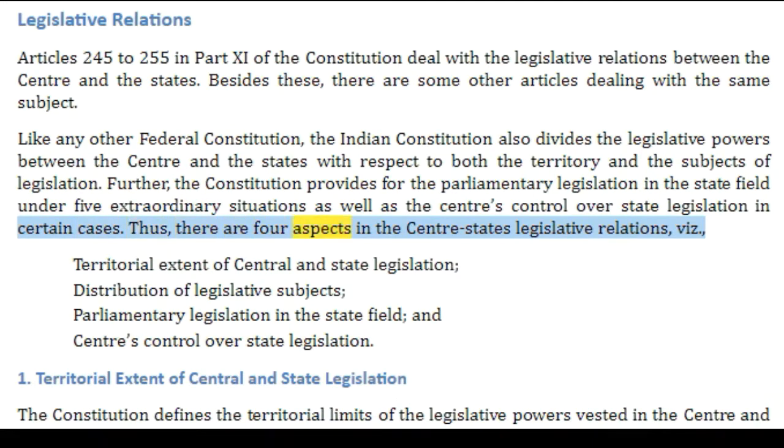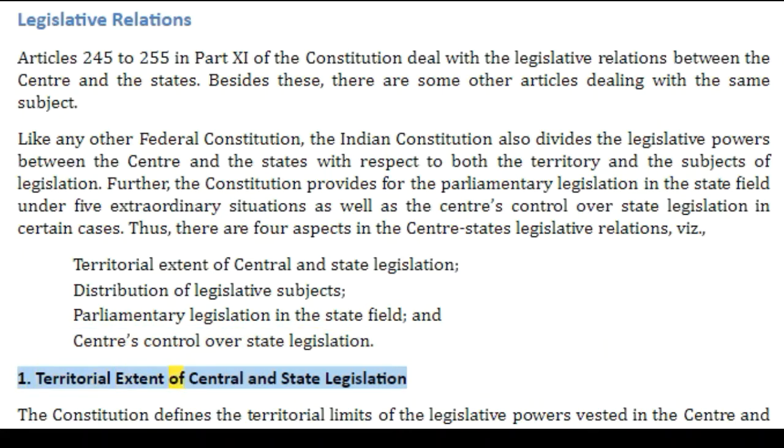Thus, there are four aspects in the center-state's legislative relations, viz. Territorial extent of central and state legislation, distribution of legislative subjects, parliamentary legislation in the state field, and center's control over state legislation.